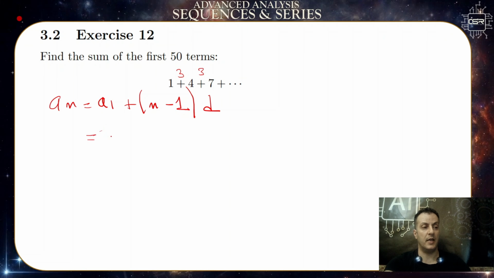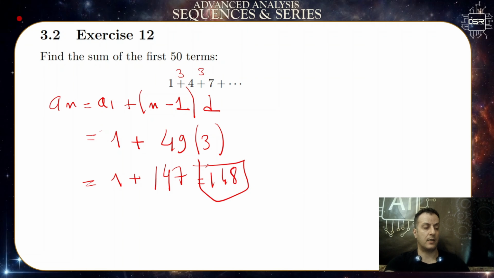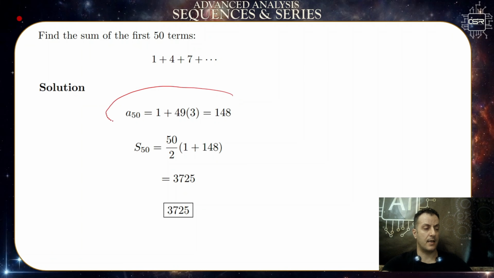So it is equal to a_1, which is 1, plus 50 minus 1, which is 49, multiplied by the gap, which is 3. So 1 plus 3 times 49: 3 times 9 is 27, 3 times 4 is 12, so 147, plus 1, is 148. Let's check it out. So this is the answer, 148. Now, notice what he exactly asked.